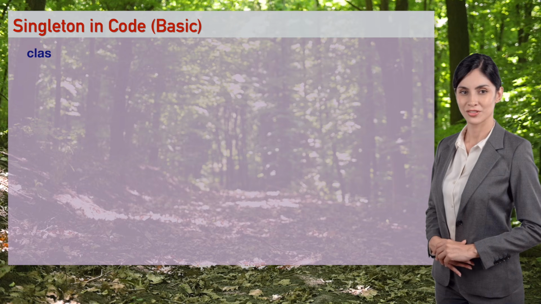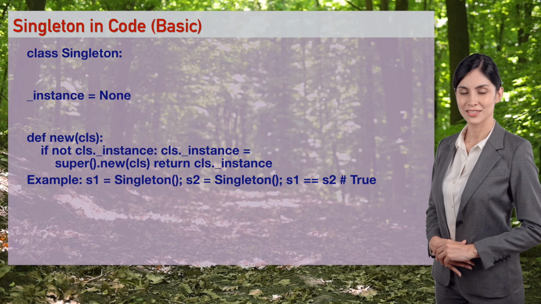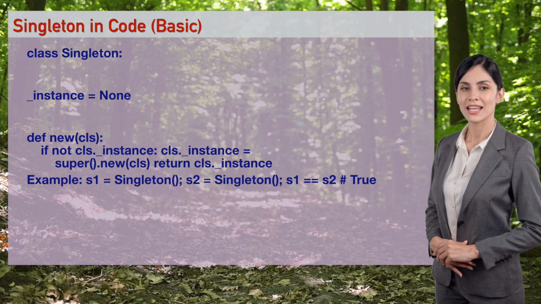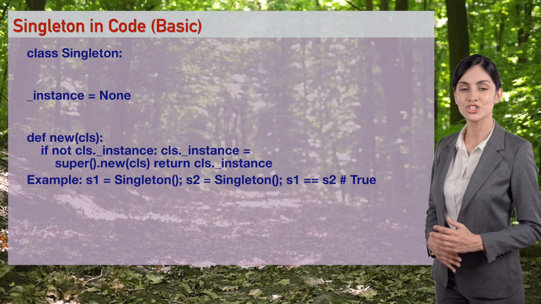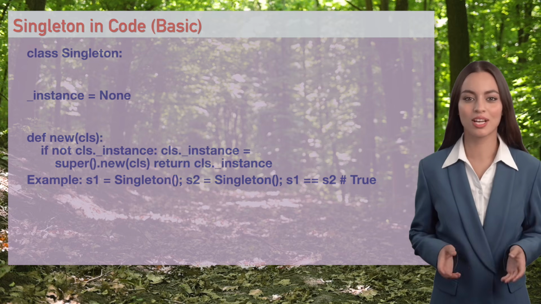Here's Singleton in code. In Python, class Singleton with instance equals None. In __new__, check if not instance, create it, else return the existing one. Example, create s1 and s2. Both point to the same instance, as s1 is s2 is true. Simple yet powerful. Demo time.